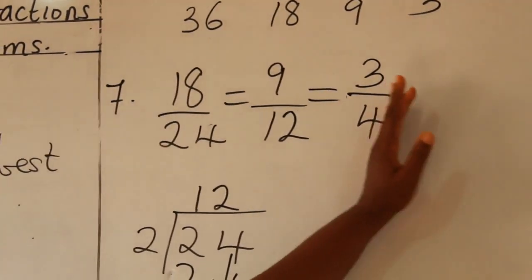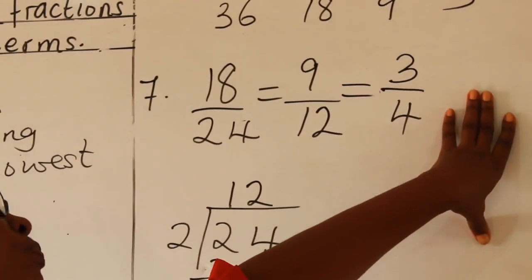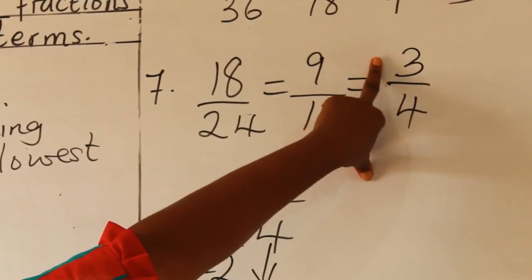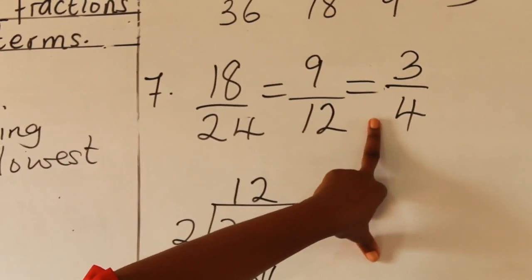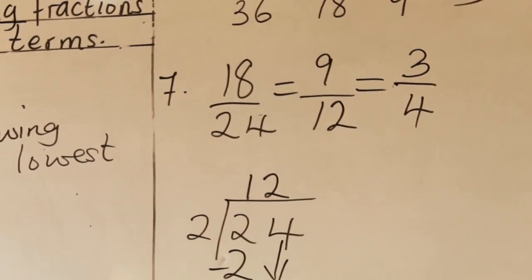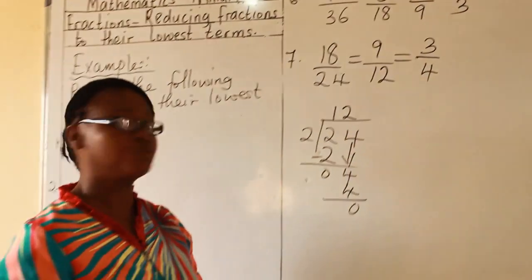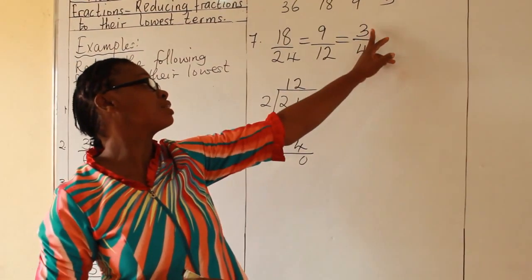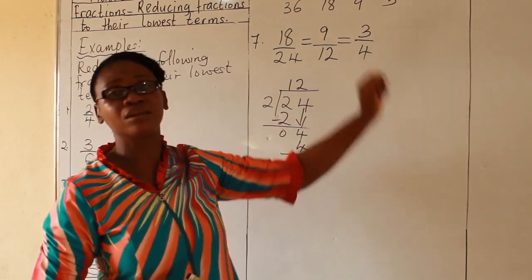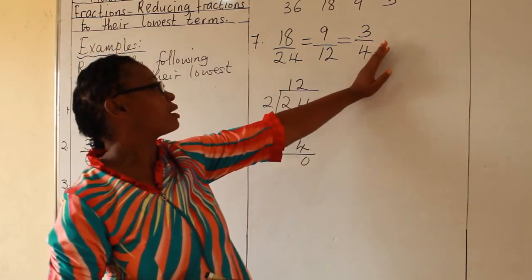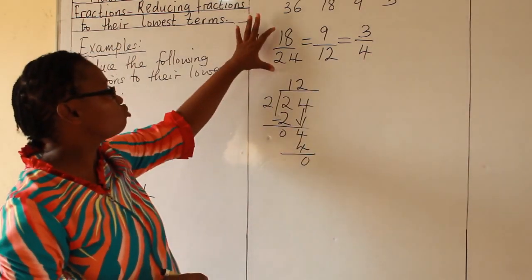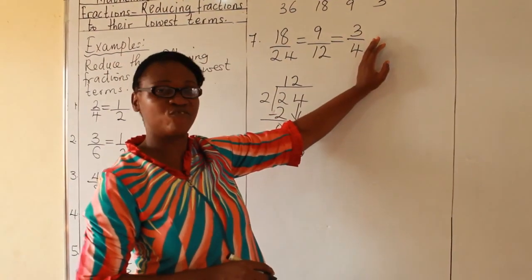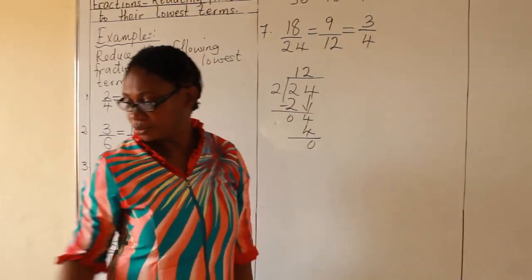Can we still reduce this to another lowest? No, it is not possible. This is the last number we can write for the numerator and for the denominator. I'm using these terms so that you'll be able to understand, which I believe you do. 3 over 4. You can't divide 4 and 3 any longer. So that is our last fraction there. We've been able to reduce 18 over 24 to 3 over 4. Good.